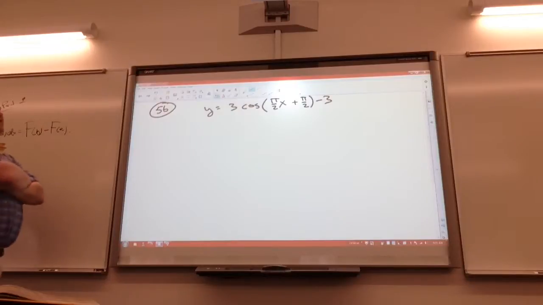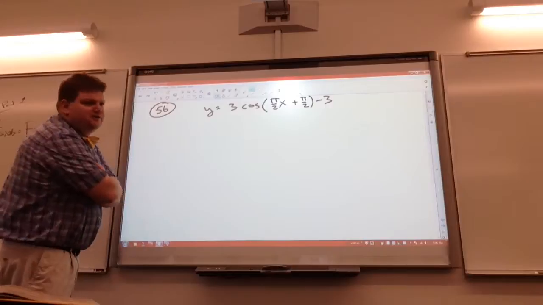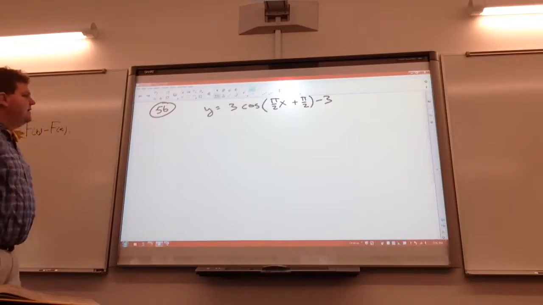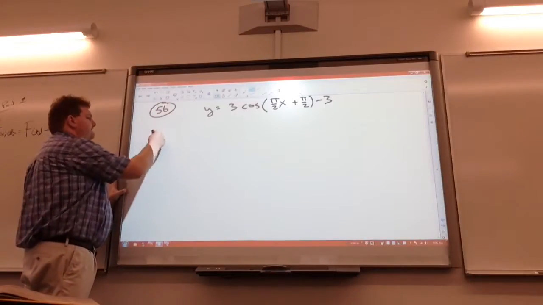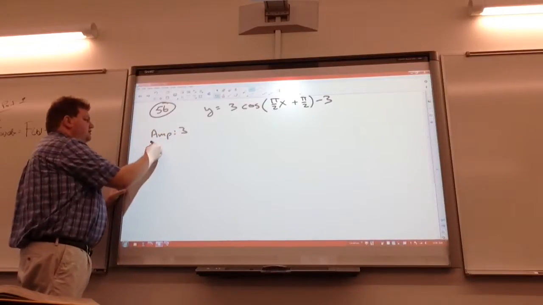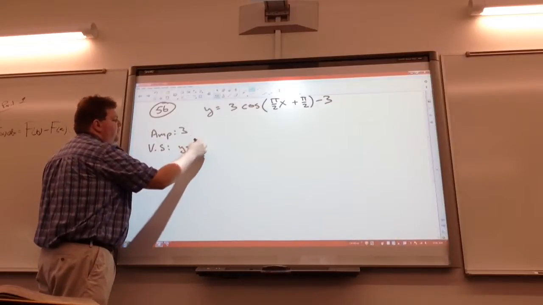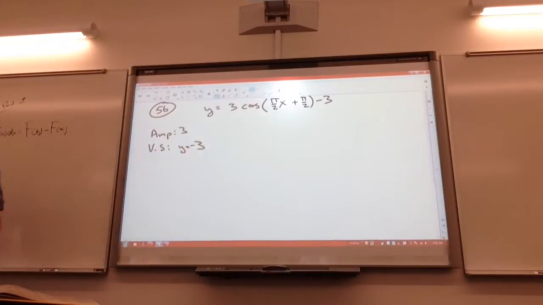So, the first easiest piece to find is what? Amplitude. You can say amplitude or vertical shift, they're both super easy to find. What's my amplitude going to be? 3. Amplitude is 3. And what's my vertical shift? Negative 3. So the sinusoidal axis then is y equals negative 3. We've taken the entire thing and moved it down 3 spaces.